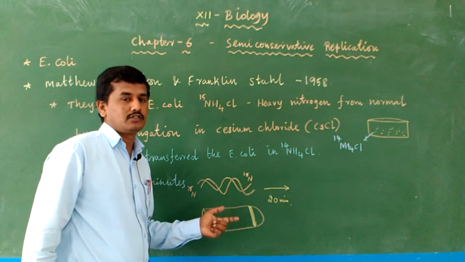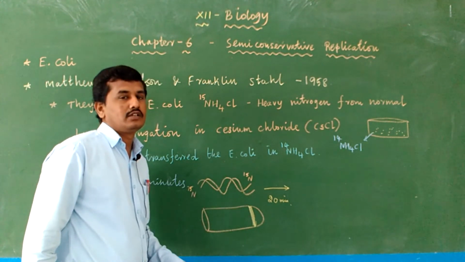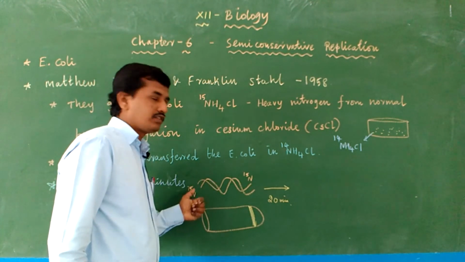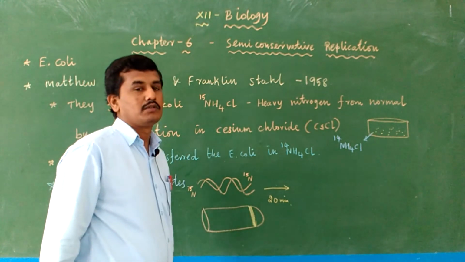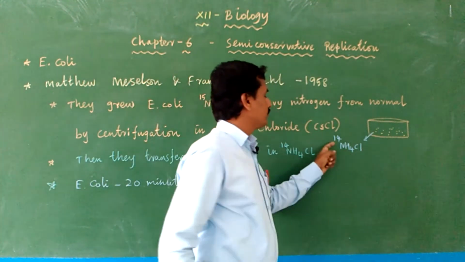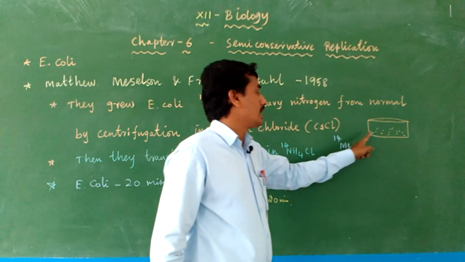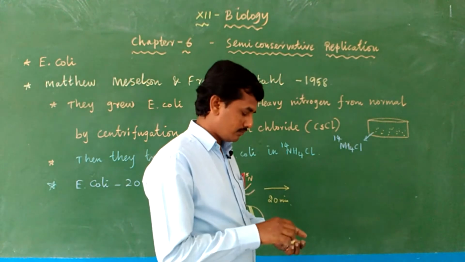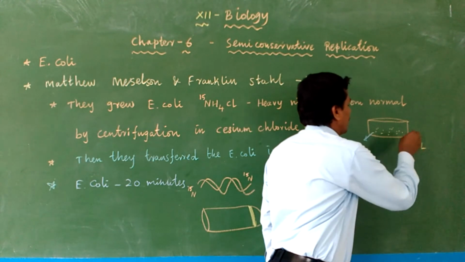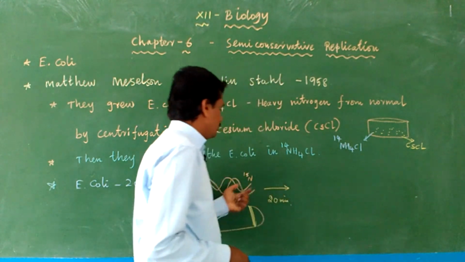After the centrifugation process, with the use of cesium chloride we can see the color of the DNA. It settles in the bottom of the centrifuge tube because ammonium chloride 15 is heavy. In the next step, we add ammonium chloride 14 and the same cesium chloride also, and the bacterium is present. After one generation, it produces the next generation.